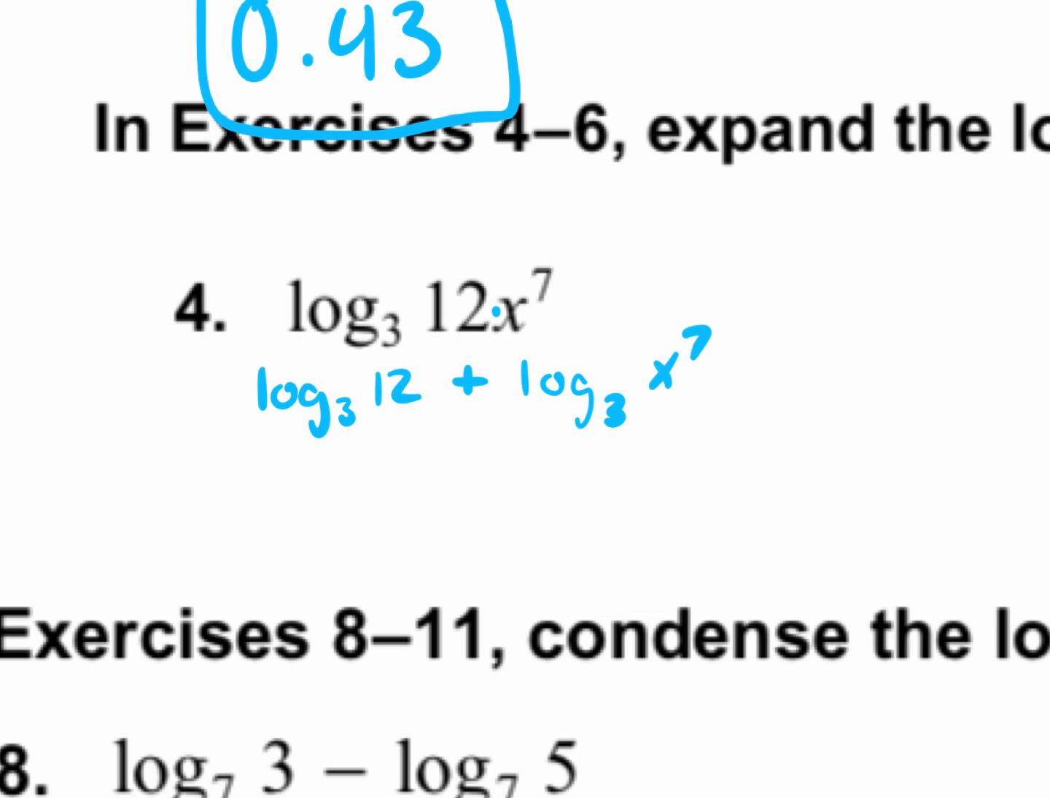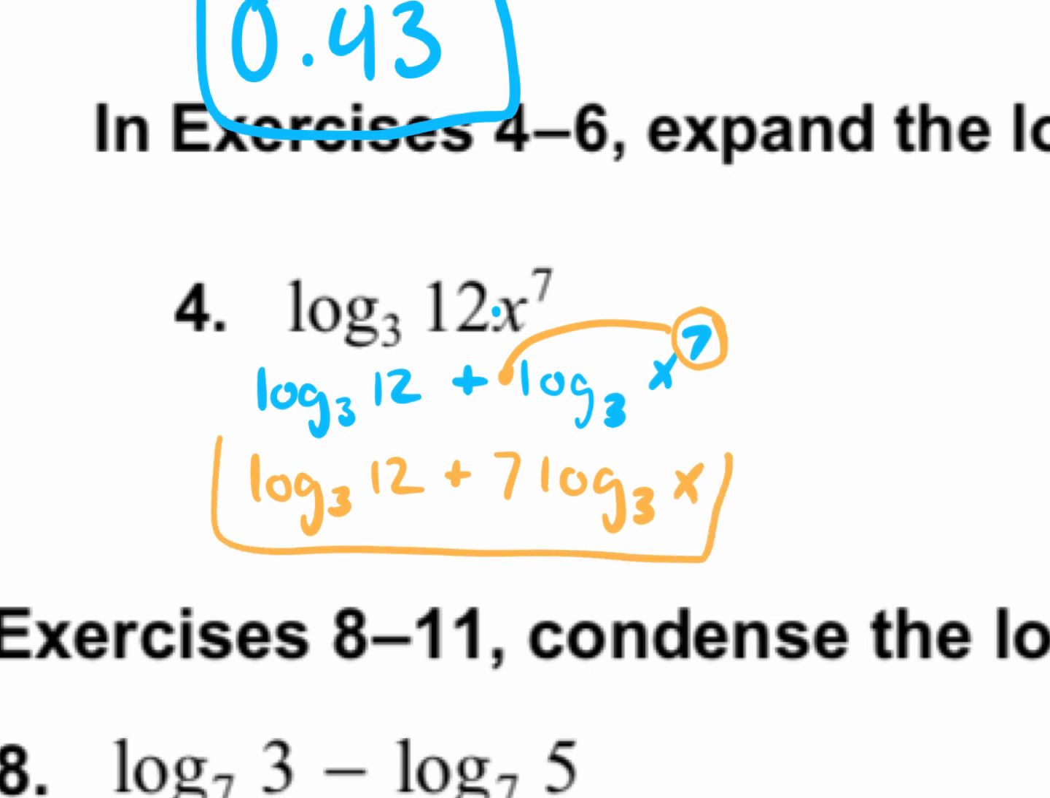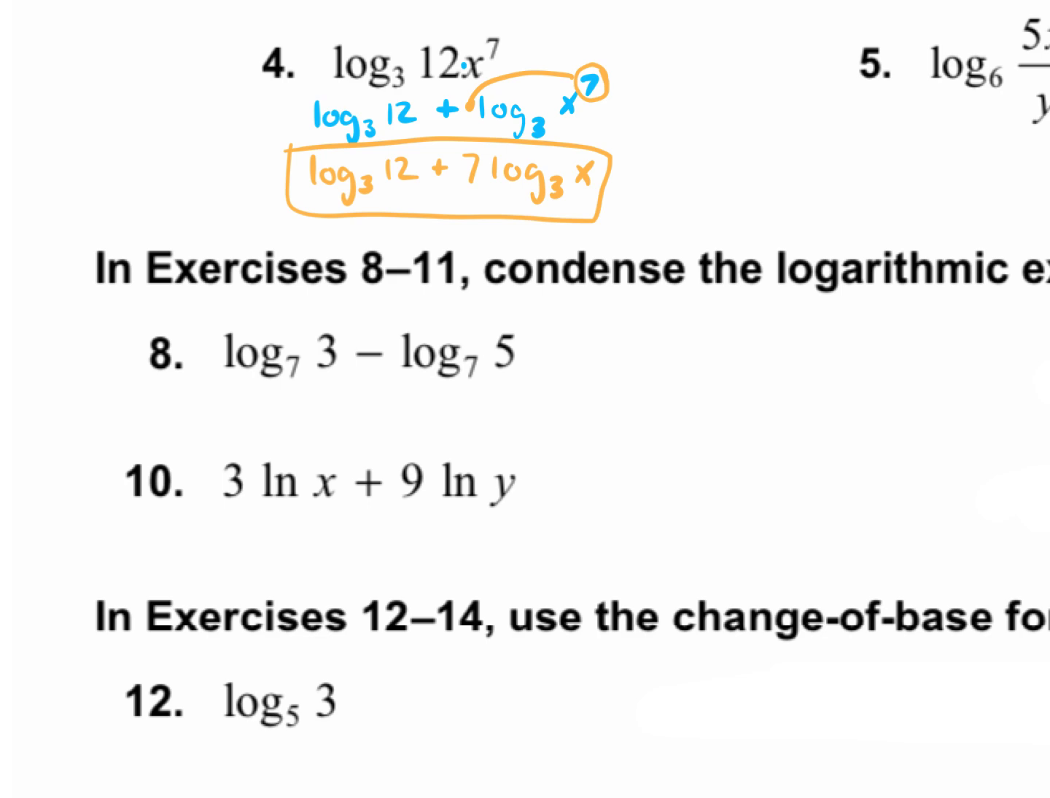So that x to the 7th power needs a log with it. Now I can expand this a little bit more. What do I do when I have an exponent? Move it to the front. Which would give you log base 3 of 12 plus 7 log base 3 of x. Awesome. So any exponent, you move it in front of that log. All right, let's do number 10.